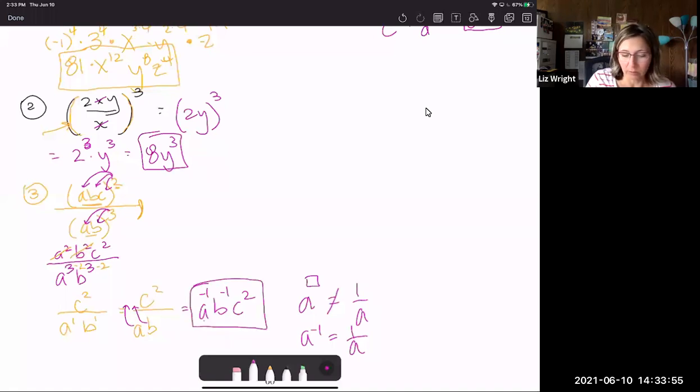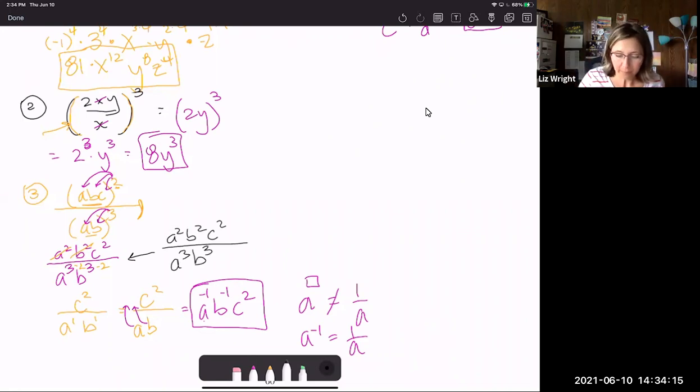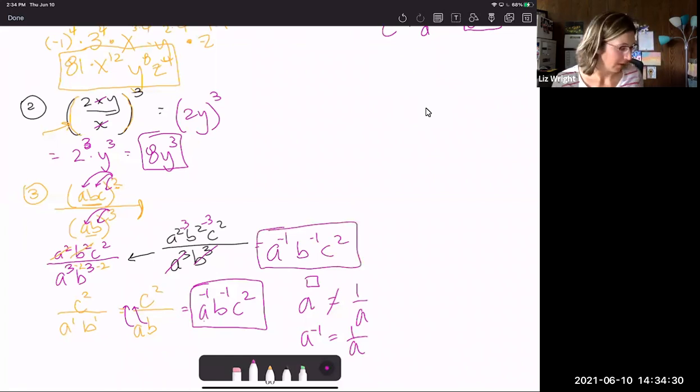Again, if you're like, well, I don't remember that rule, what's another way to think about that? Well, you can look at it like this. If we were at this stage and I said, bring all of your variables to the numerator. So if I had a squared, b squared, c squared, and it was a to the third, b to the third, bring them all up. So if I said, I'm going to bring this one up and this one up, then we would have a to the negative first, b to the negative first, c squared. Ta-da! That's another way to do it. All right.